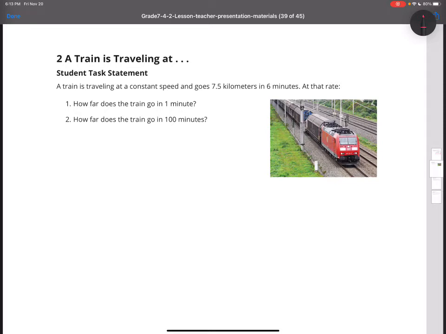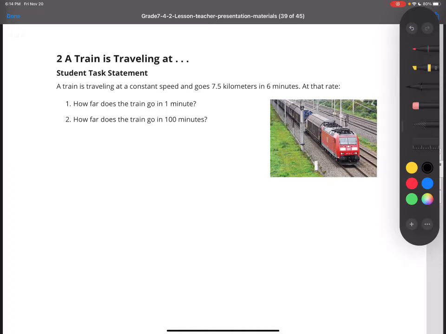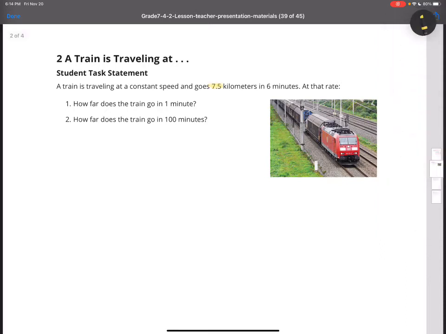Okay? So, I'm going to show you guys two different methods to solve this, okay? And I want you guys to pick the method that you feel the most confident to use in the future, all right? So, let's look at this problem. Is there anything that I need to annotate or pull from this problem to help me solve these questions? If you guess 7 and 5/10 kilometers in 6 minutes, you are absolutely correct.